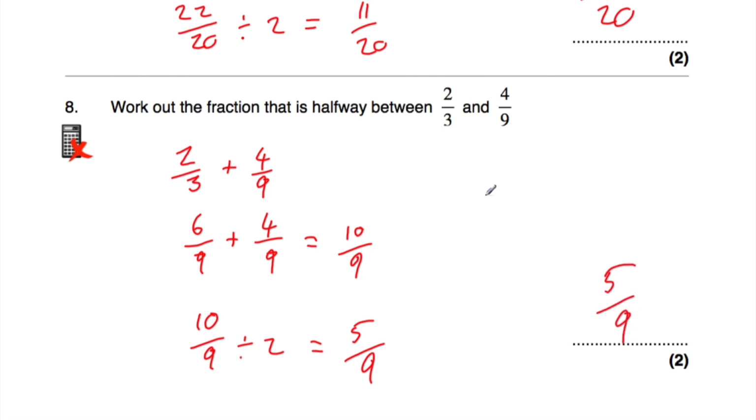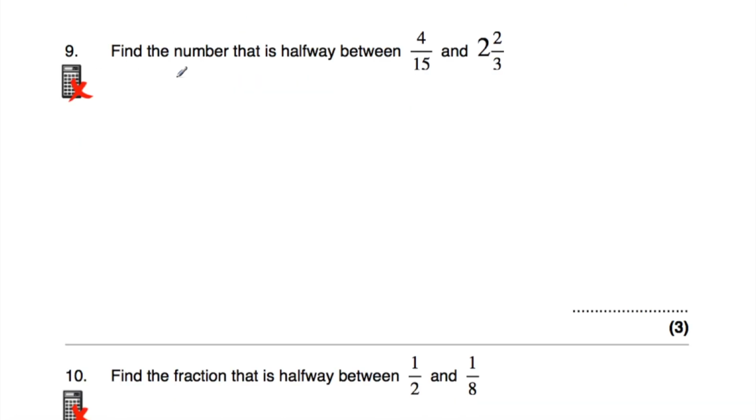And that's it. Okay, let's look at question number 9. So question number 9 says, find the number that is halfway between 4/15 and 2 2/3. Well, let's make 2 2/3 a top-heavy fraction to begin with. So 2, if we're changing it to thirds, would be 6/3, plus another 2/3 would be 8/3. So we've changed 2 2/3 to a top-heavy fraction.